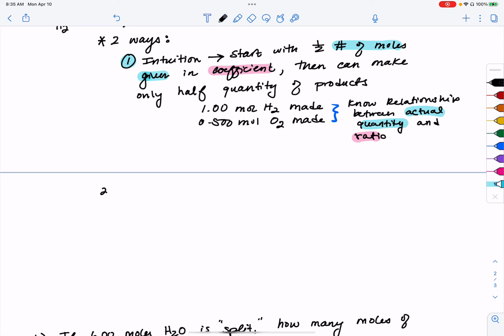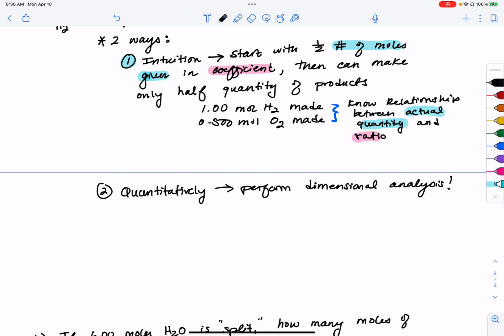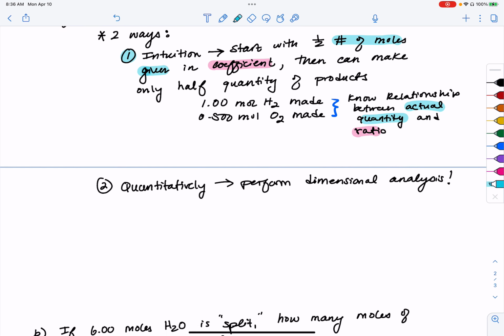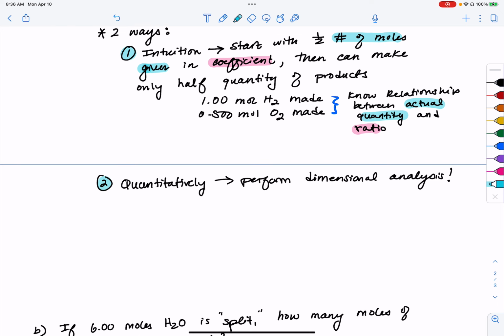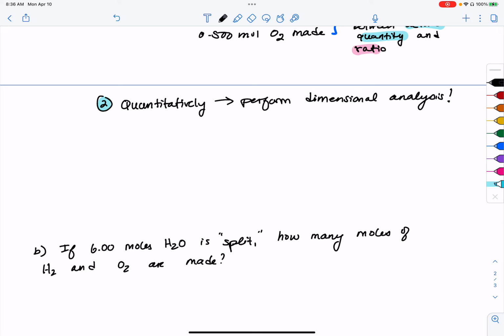So the second way that we could prove this is we can prove quantitatively, meaning we can calculate. So let's perform some kind of dimensional analysis, which is, again, our way of talking about unit conversions. So I have to start with 1.00 moles of H2O that's decomposing.